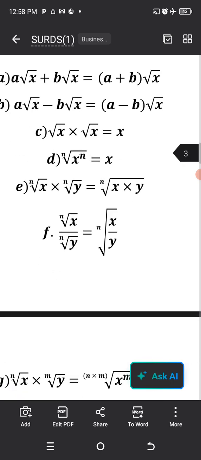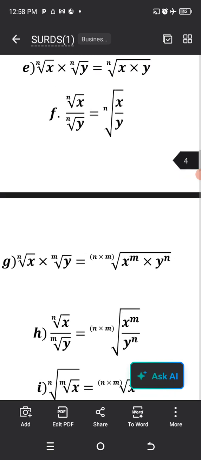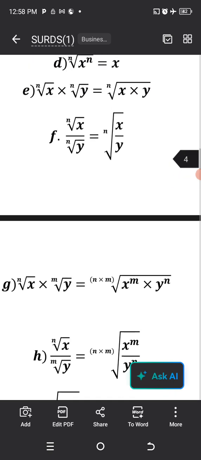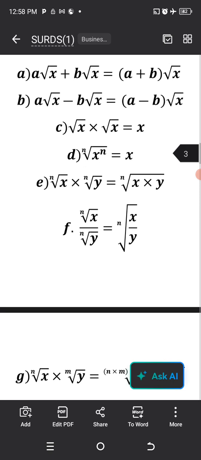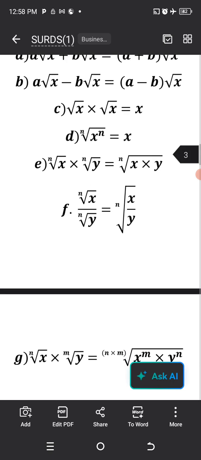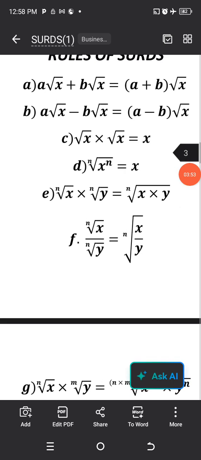C down to I will classify as rules you can use when you are dealing with multiplication of surds and division of surds. And you will need them in rationalizing and finding conjugates of an expression. I will soon explain it too, but let me just explain these rules of surds.